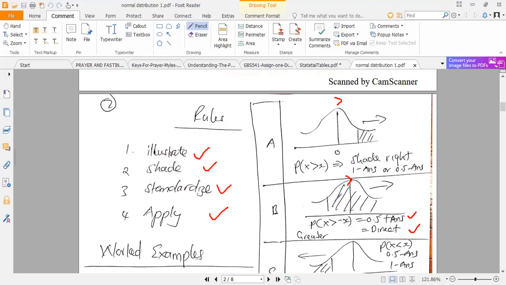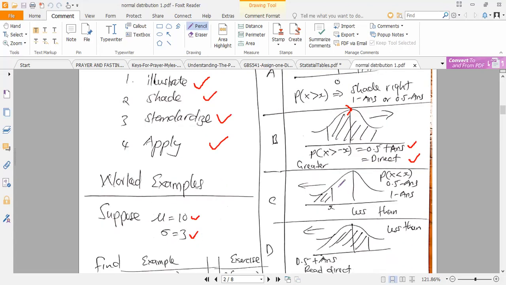Then this table here is also showing greater than because we're shading to the right. However, the shading crosses the middle line, meaning it's more than what? 50%. So we're going to read it directly from the table. And this one here is showing us less than. This one is also showing the left side, so it's less than. However, this one is a small reading, so we're going to subtract from 1. This one is a big reading, so we're going to simply read it directly.